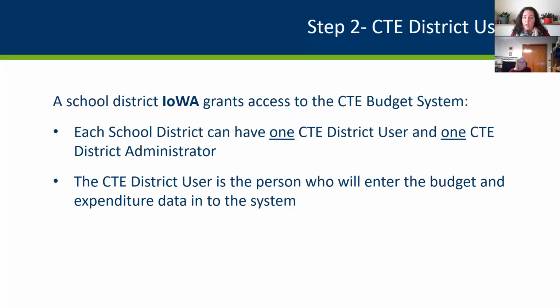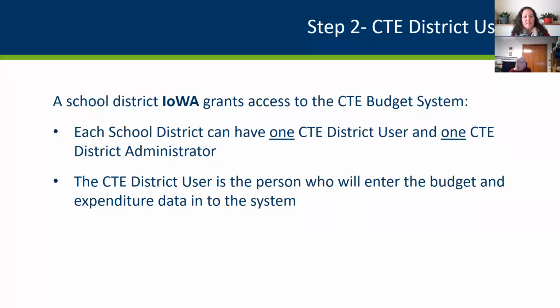So if there's a superintendent out there that is entering and reviewing and approving the expenditures and the anticipated expenditures, that's fine. But know that there cannot be more than 1 district user or district administrator per school district. So the CTE district user is usually you, the person who's watching this video, and the CTE district user is the person who will log on to our web-based reporting system and enter the budget or the anticipated expenditures, as well as the actual expenditures for career and technical education.